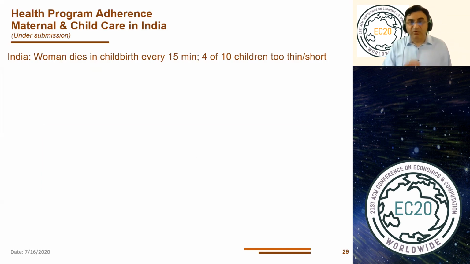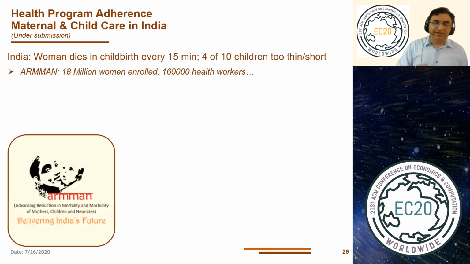situation is difficult. A woman dies in childbirth every 15 minutes in India. 4 out of 10 children who are born are too thin or short. And so we are very honored to be working with an NGO called A-RMAB, which works with 18 million women and 160,000 health workers and so forth.